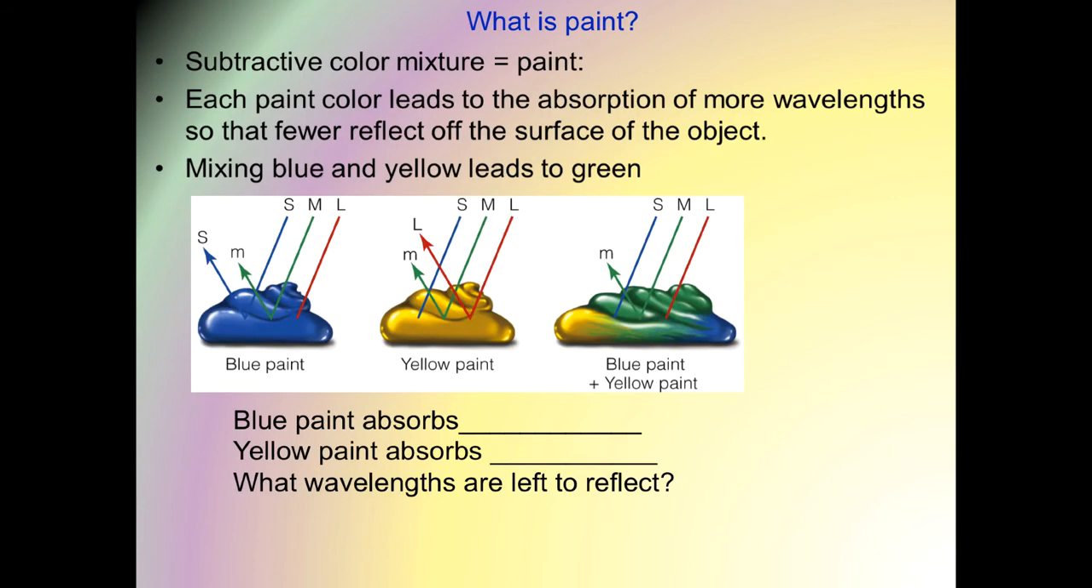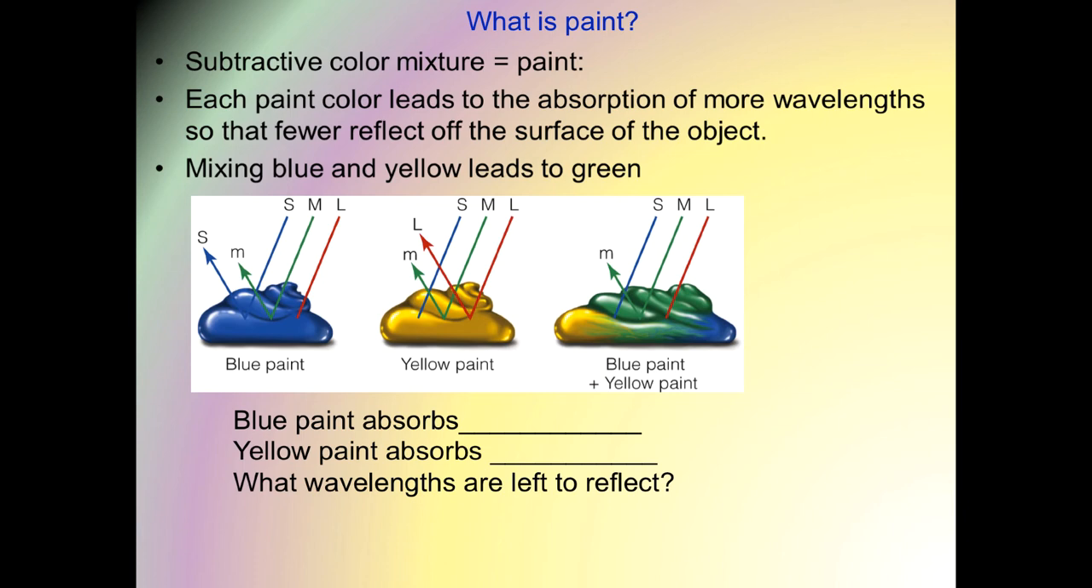But paint works differently. Paint works through what's called subtractive color mixture. Here, each paint color leads to the absorption of more wavelengths so that fewer wavelengths reflect off the surface of the object. So paint is a substance that in a sense captures wavelengths of light and doesn't let them reflect off. And that is why mixing blue and yellow paint leads to the color green.